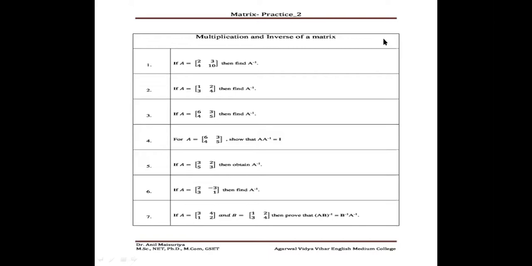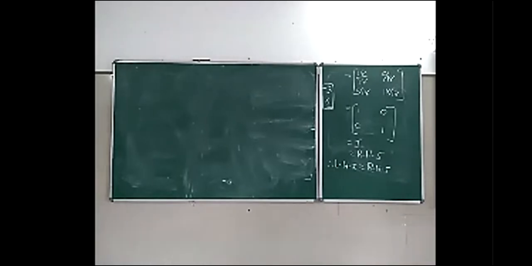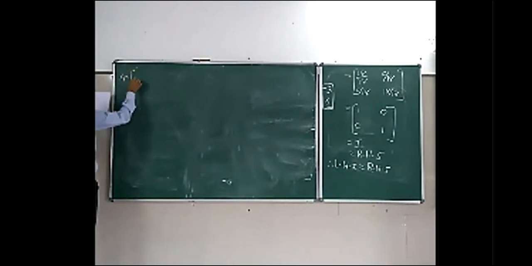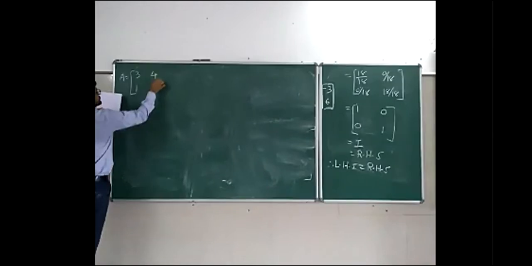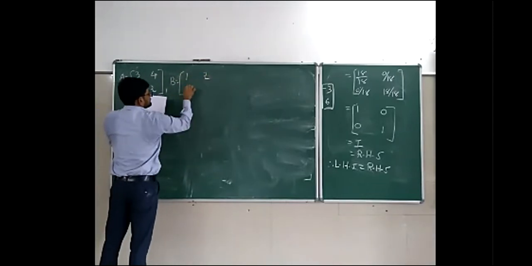So basically, in this example, we have given matrix A and matrix B. So first, you have to write matrix A 3, 4, 1, 2 and matrix B 1, 2, 3, 4.